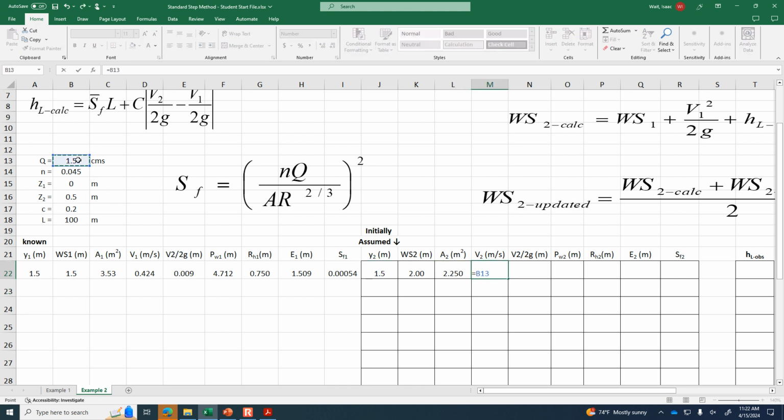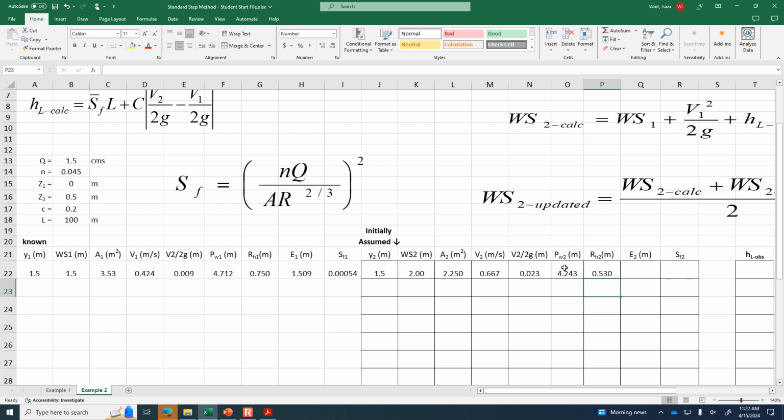Velocity would be the flow rate. Be sure to anchor the reference up there to Q, and then divide by the area. Velocity head is velocity squared divided by 2 divided by 9.81 for G. So we've got velocity squared. Wetted perimeter is going to be 2 times square root of 2 times y squared. Okay, hydraulic radius is area divided by wetted perimeter.